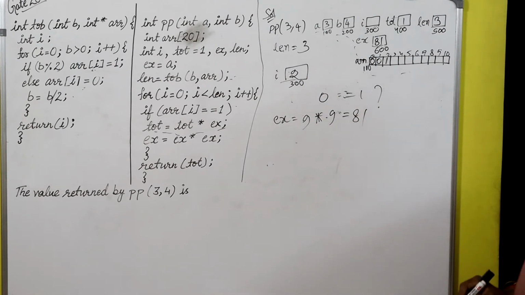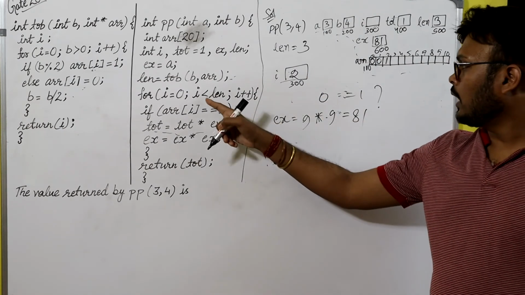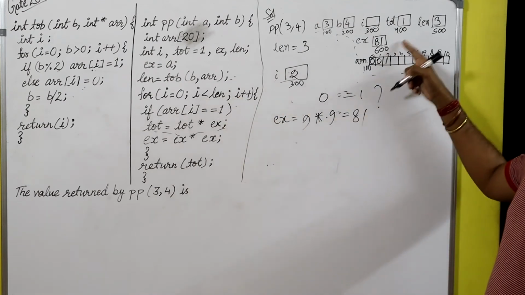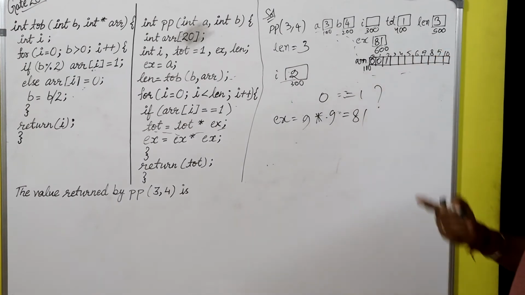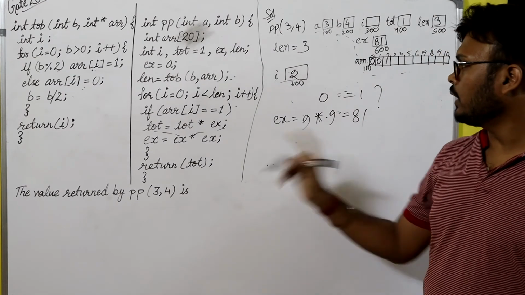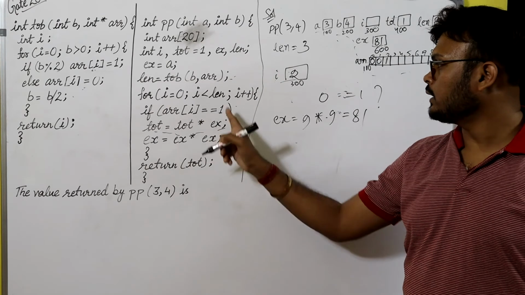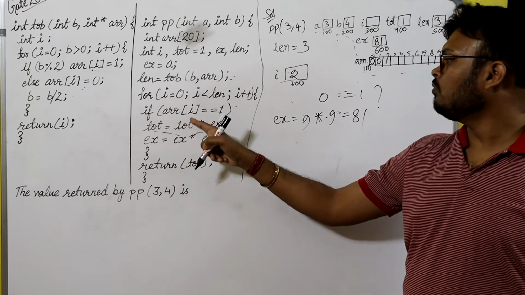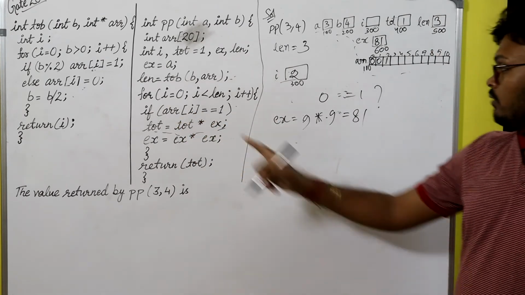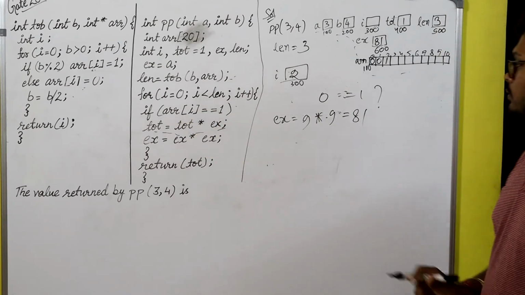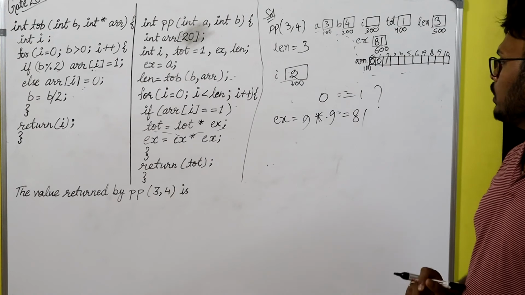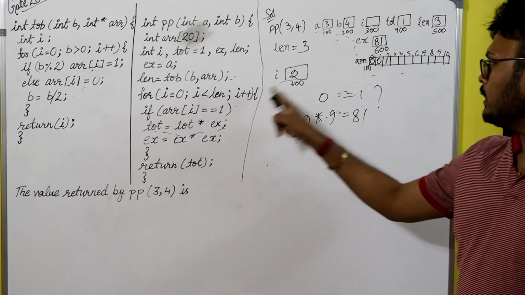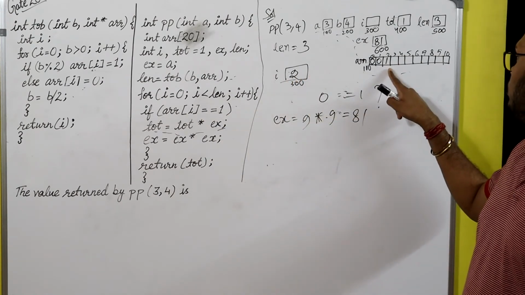Okay. So now again, I less than ln. So 2 is less than 3. Yes, 2 is less than 3. Since it's a true condition, now again let's check the if condition: if ARR of I equal to 1. ARR of I means ARR of 2 equal to 1. So what is ARR of 2? Yes, ARR of 2 is 1.